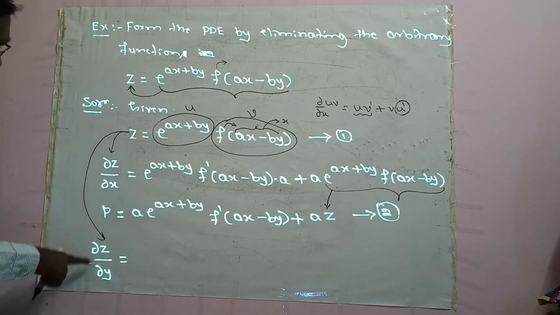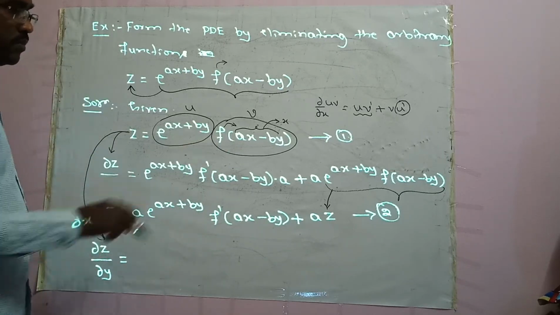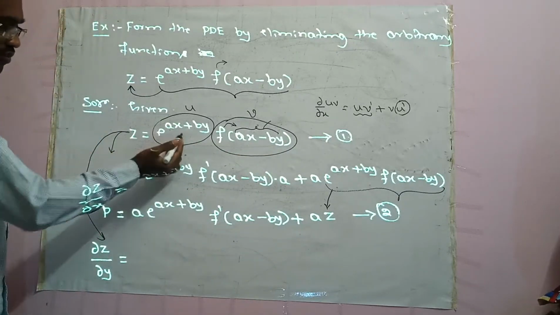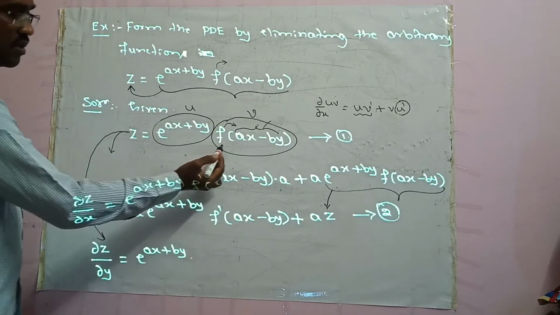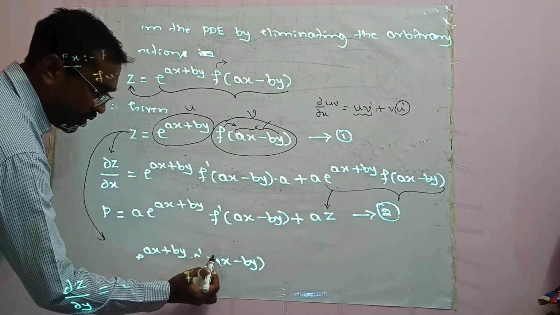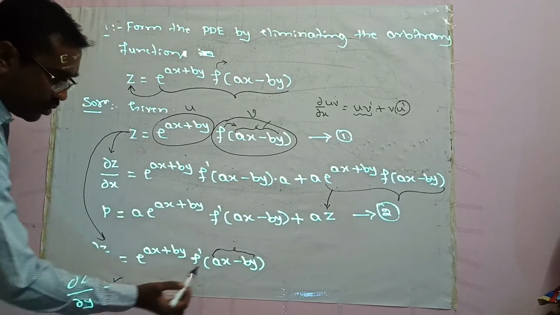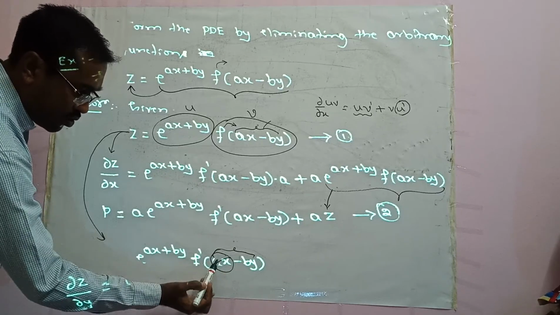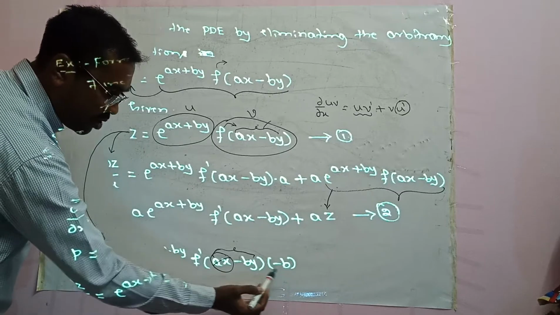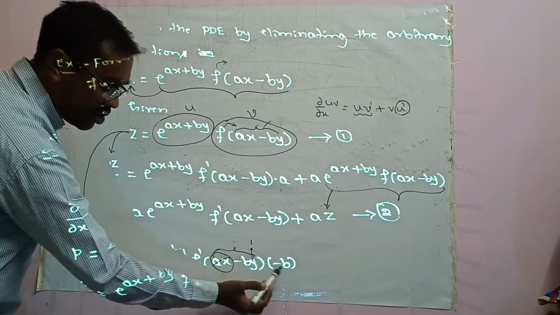Differentiation of z with respect to y. Again the product rule. If you again use the product rule, first function as it is, differentiation of others. Differentiation of f is f dash. Now again differentiation of this with respect to y, differentiation of ax is 0, minus b as it is, minus b is constant, differentiation of y is 1. So what you get? Just minus b.